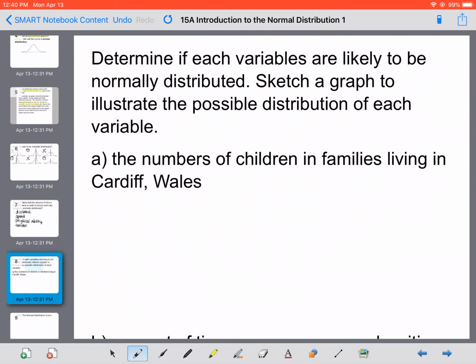So here we want to determine whether it is normally distributed or not, and then sketch a graph that may be a possible distribution for this variable. We're talking about the number of children in families in a city in Wales. Well, most families have between 0 and 2 kids. But then you can't have negative kids, and you can have more than 2, but the number of families that have more than 2 kids is probably much lower. So this is not really going to be normally distributed.